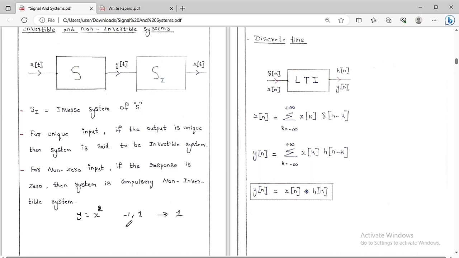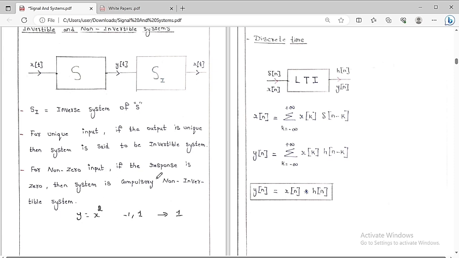So you can see for this one, for many inputs, you got the same output. So this is not an invertible system, because for every unique input, you should get a unique output. Then only is the reverse also true: for a unique output, there is a unique input also. Only then can we say it is called an invertible system. For every unique input, if you got a unique output, then only can we say the system is said to be invertible.